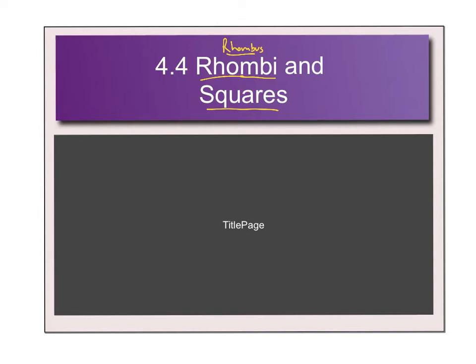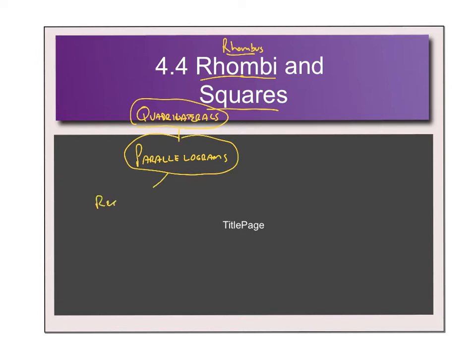into the bigger category of parallelograms and the such. A parallelogram is kind of a subset of quadrilaterals. So there's quadrilaterals, which are all four-sided figures. Then we have parallelograms. And we just recently talked about rectangles. And so now we're going to talk about a rhombus and a square.